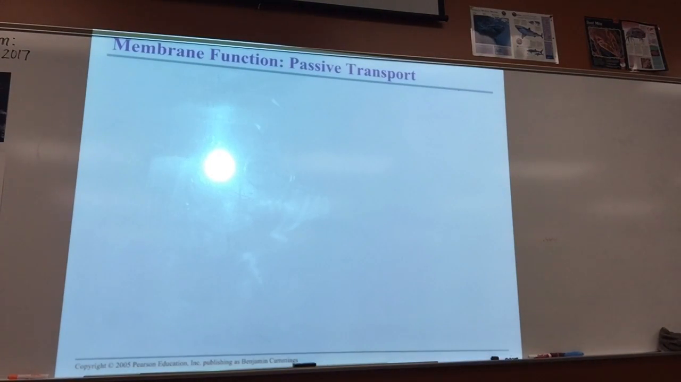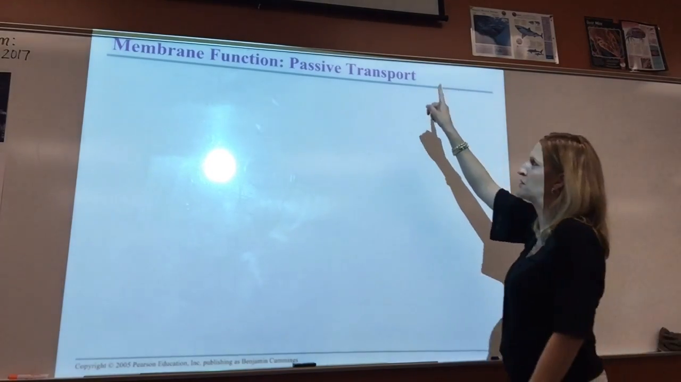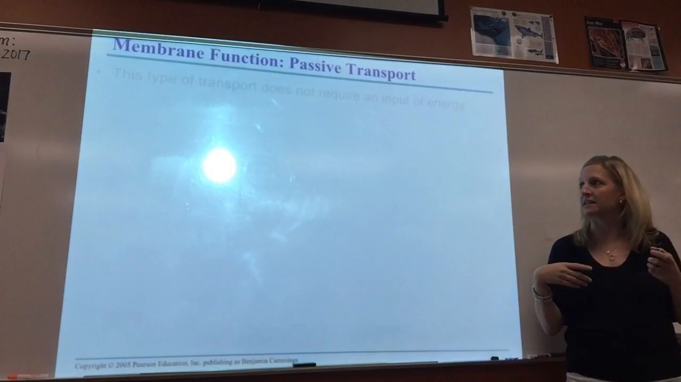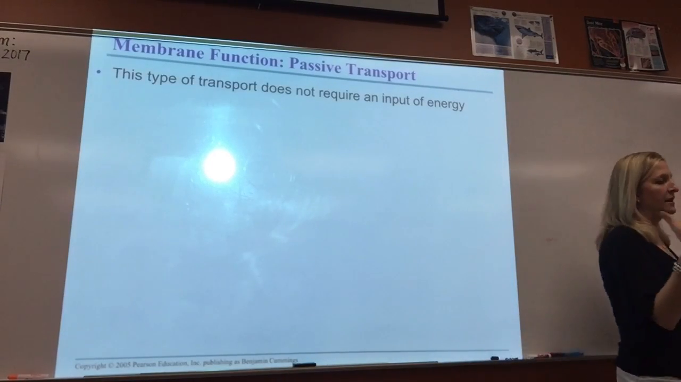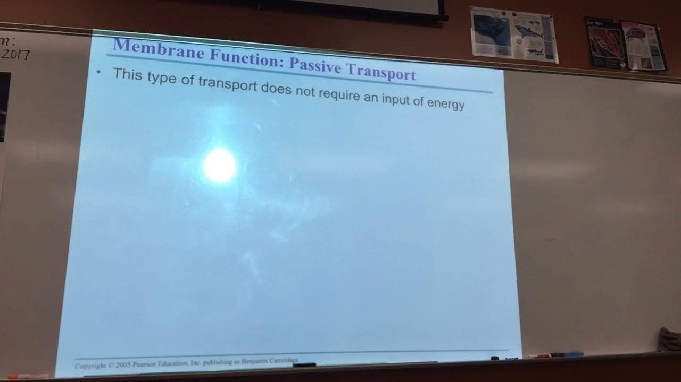Monday, that certain things can go in and out of the lipid bilayer, and certain things need to go through proteins. And so we're going to talk about why things move in the first place. Why do they go into or out of the cell? Why do they move? And so the first type of transport across the membrane that we're going to talk about is passive. Passive means that it does not require an input of energy. So you don't have to put in any additional energy to get the substance to move.